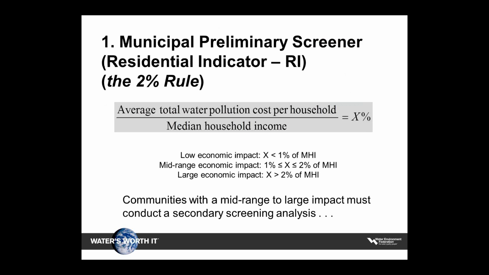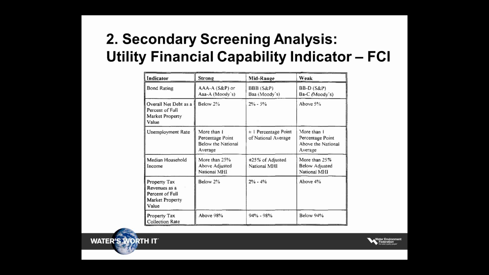And so this first screen, the residential indicator, this again is that 2% rule, taking the average water pollution cost per household and looking at median household income. And if you have a higher impact here, then EPA would want you to go to look at the secondary screening, looking at the utility financial capability indicator with these different scores for different indicators such as bond rating, unemployment rate, property tax revenues, and so forth.